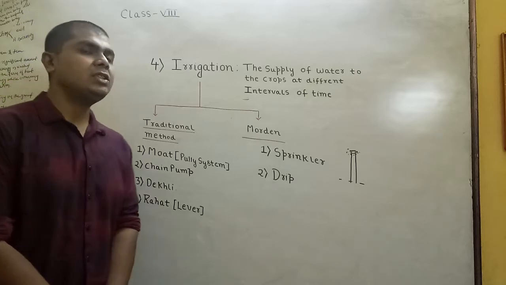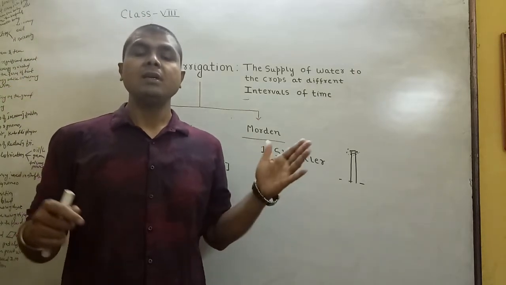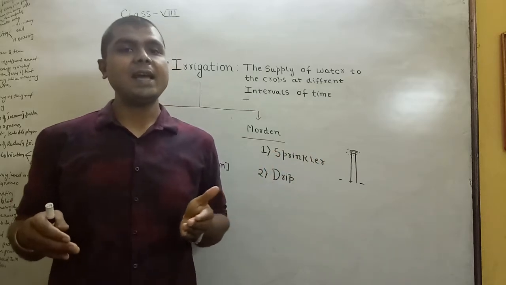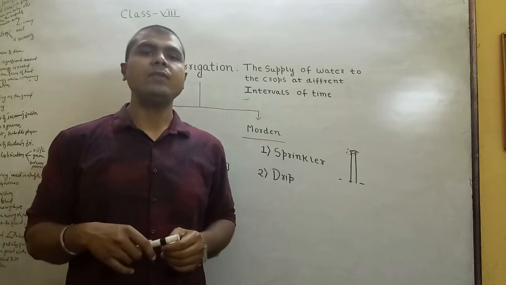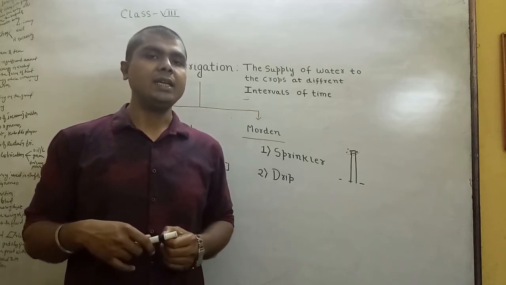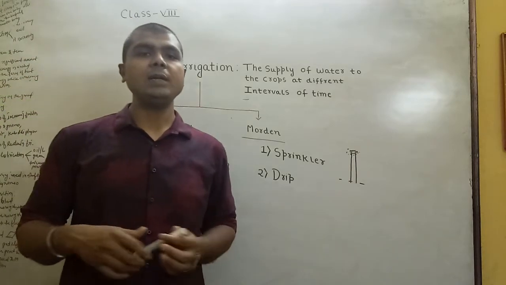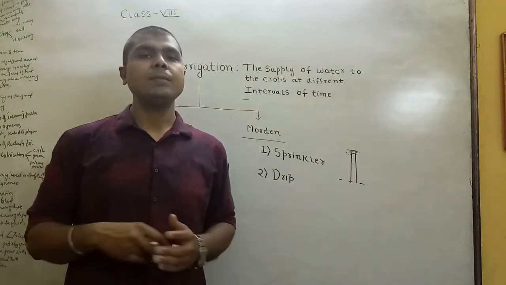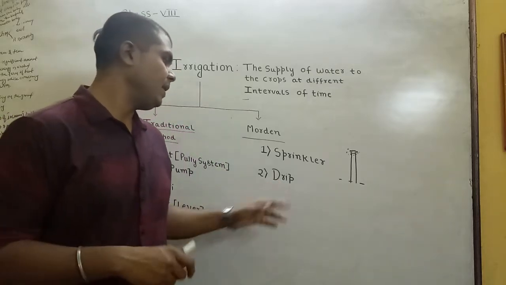Drip irrigation is the most modern kind of irrigation. In this kind of irrigation, water is supplied directly to the roots, so that the minimum loss of water takes place during irrigation. In the traditional method, approximately 70 to 80% of water is lost by evaporation, because it is just introduced over the soil. But in drip irrigation, what happens?